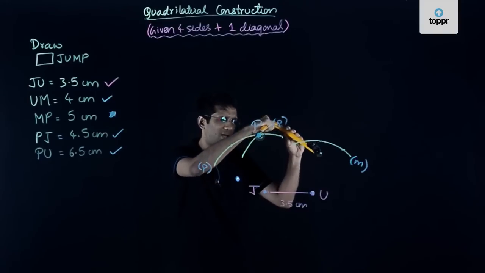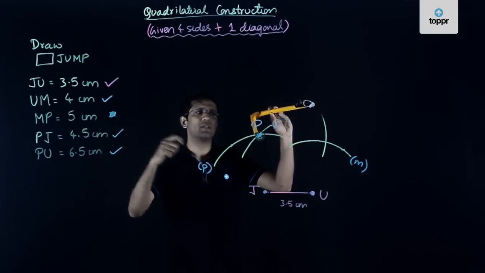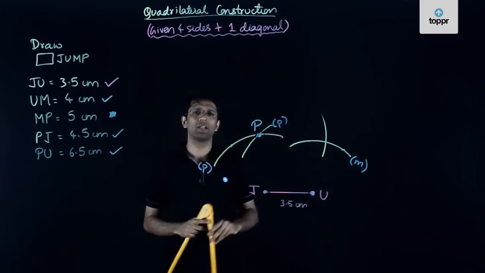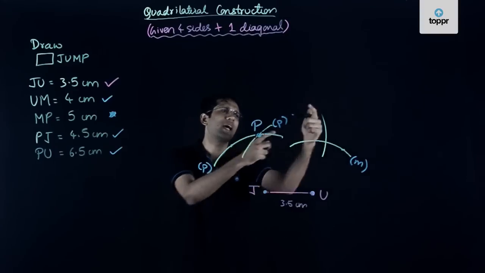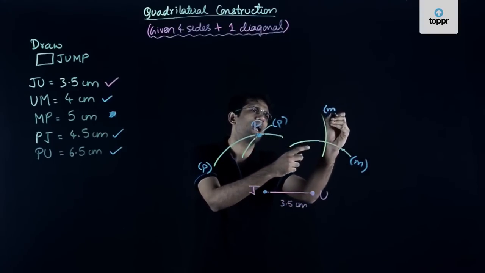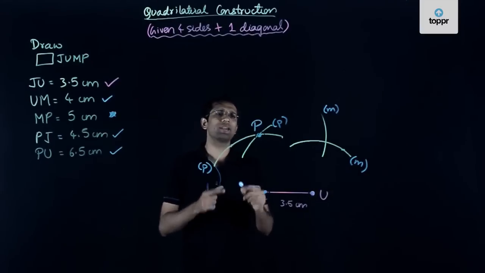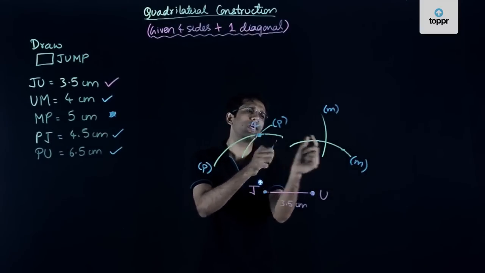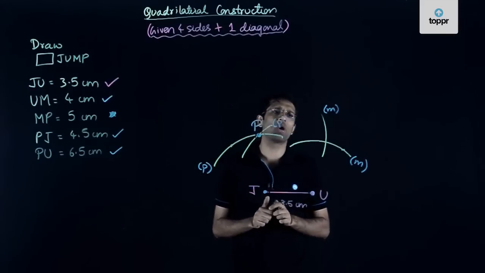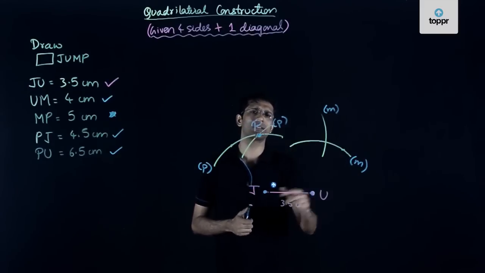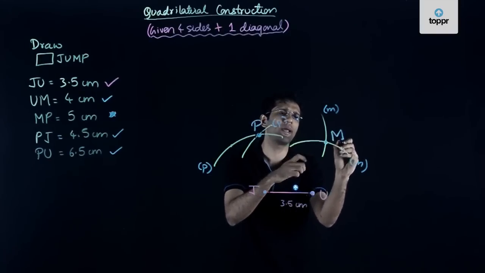Now this arc we know has a radius of 5 centimeters, and so we now know that the point M will lie somewhere on this arc. And so because point M lies on this arc, I write M in brackets next to this arc. And now, in a similar way to how we found point P, we can locate the exact position of point M. Because point M lies on both these arcs, the point of intersection of these two arcs will be the exact position of point M.